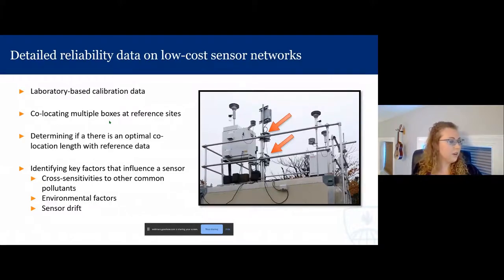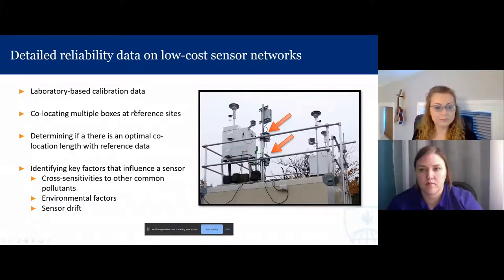And then we also look at things like identifying key factors that influence the sensors. For example, some sensors may interact with another common pollutant. They may interact with temperature and RH, and they might also exhibit sensor drift or sensor aging. That just means the sensor signal changes over time as the sensor is exposed to more pollution cumulatively, over the year.